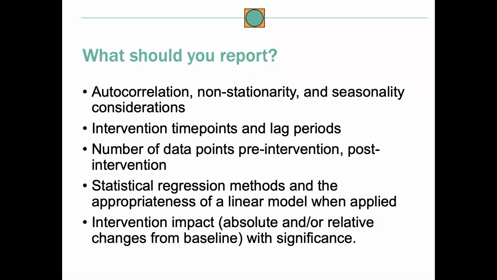So when you run your interrupted time series, you want to report a couple of things. The first you definitely want to report is the autocorrelation and at what level. If there are any considerations you took for seasonality and non-stationary data, you want to provide that information, along with the intervention time points and lag points, and the number of data points in your pre-periods as well as your post-periods, and any co-interventions that may have occurred during the period of interest. And this is where we are going back into literature just to identify what was happening during our study period. You want to provide information on the statistical regression methods and the appropriateness of a linear model when applied, the intervention impact, as well as the absolute and relative changes.